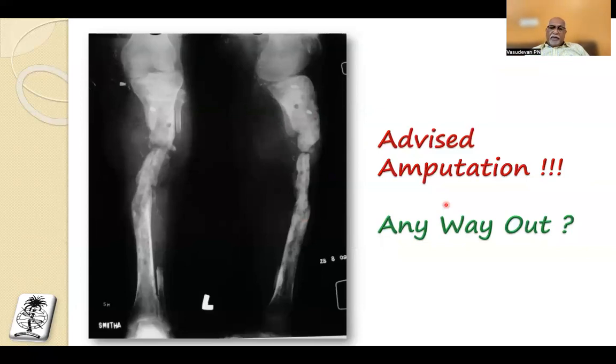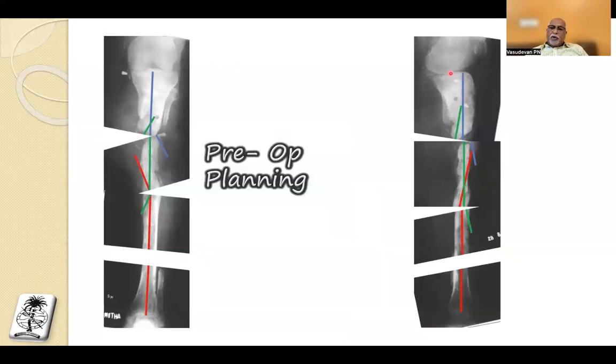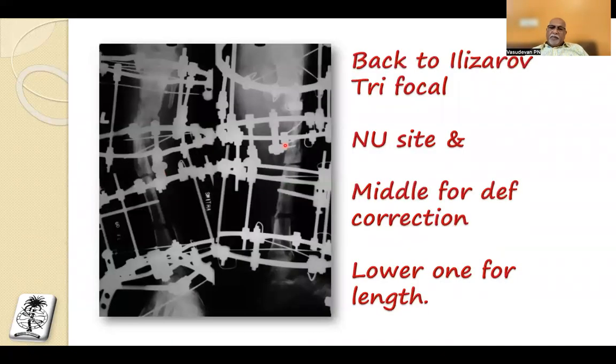There's no other way. And I did the planning like this, just a preoperative deformity correction planning with one corticotomy there. If I want a lengthening, I do the lengthening here, straight lengthening, and non-union at that level. So this was my preoperative planning. If I can get it like this, probably there's a chance of healing. I made a frame, back to Ilizarov: the non-union side in the upper end, the middle for deformity correction, and distal for length.